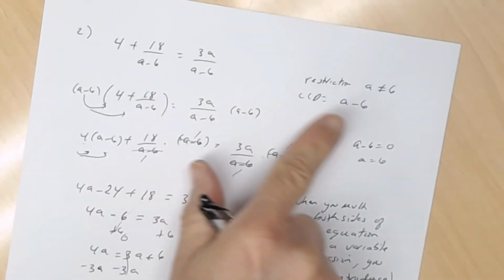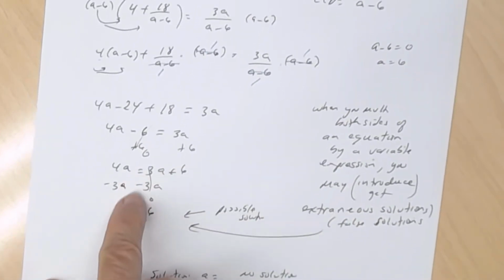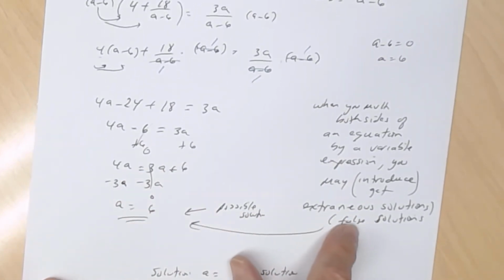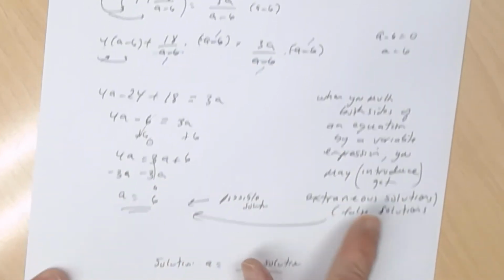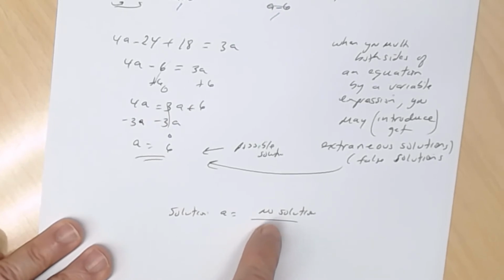So sometimes when you multiply both sides by an expression that contains a variable, you may end up with extraneous solutions. These extraneous solutions are not the solution to the original problem. And you're trying to solve the original problem. Okay? So hence we just say no solution.